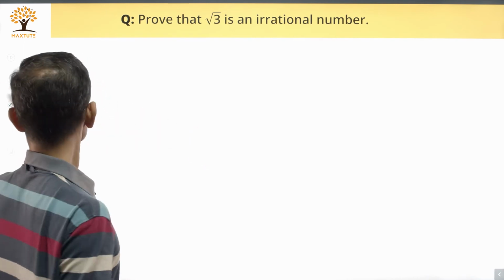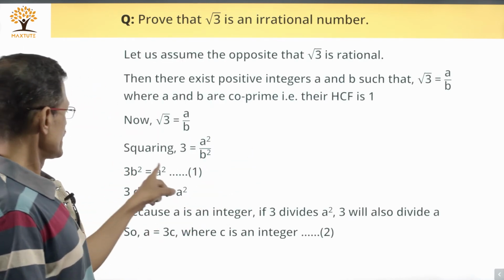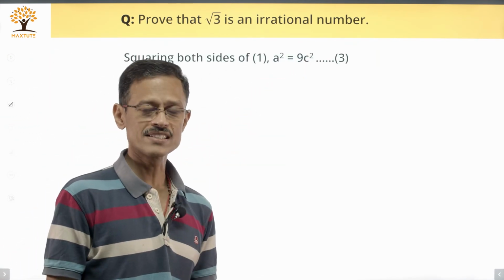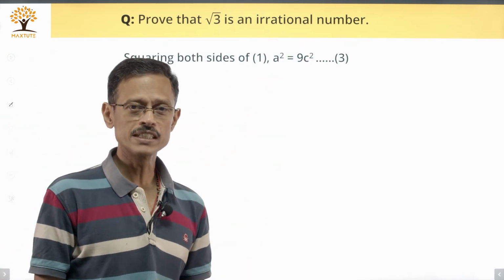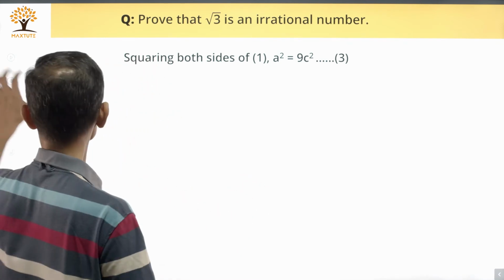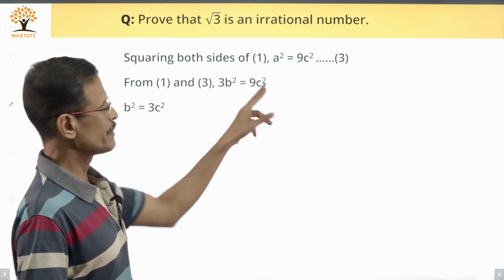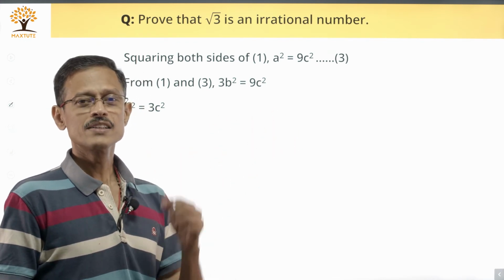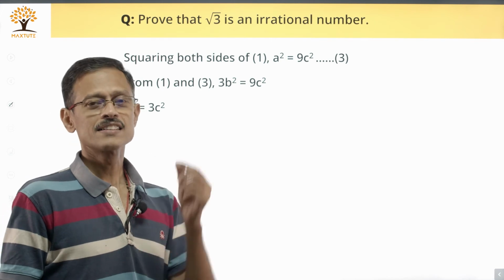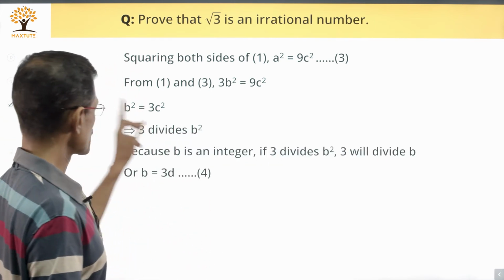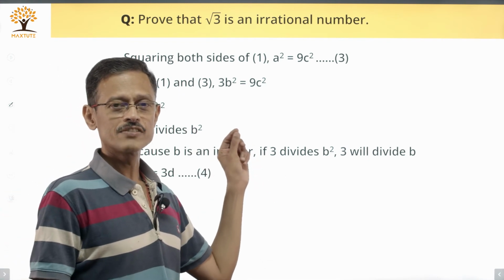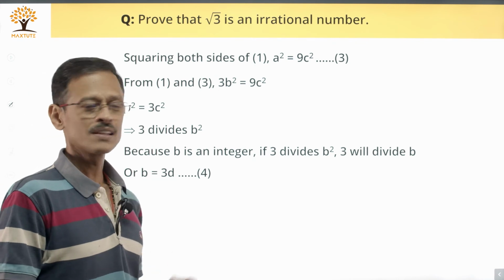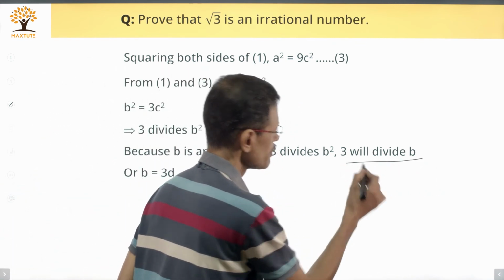Go back to equation 1. Equation 1 states that a square is equal to 3b square. Equation 3 tells that a square is equal to 9c square. a square is the left hand side of both equations 1 and 3, which means the right hand sides can be equated, which translates to the fact that 3b square is equal to 9c square. Dividing by 3, we get b square is equal to 3c square. If c is an integer, c square is an integer, then b square is a multiple of 3. b square is a multiple of 3 because b is an integer. If 3 divides b square, 3 will divide b. So b can be written as 3 times d, translating to the fact that b is divisible by 3.